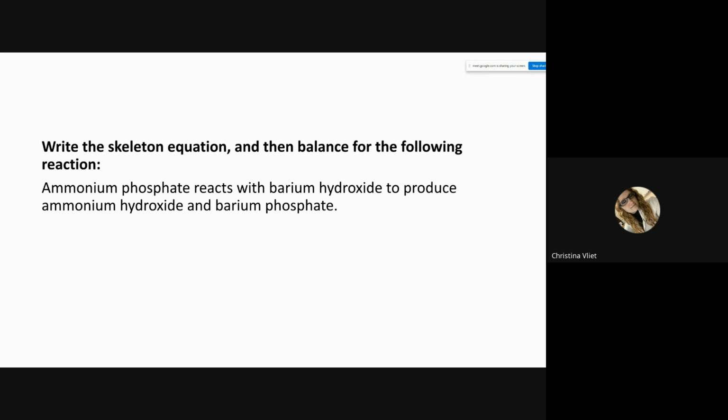So I think we are on example 4. This is the last example I'm going to show you. And you'll have 5 examples in your classwork today. You should have about 30 minutes to go over the classwork today. That way you can practice with each other and you can ask me questions if you get confused. So this one says, write the skeleton equation then balance for the following reaction.